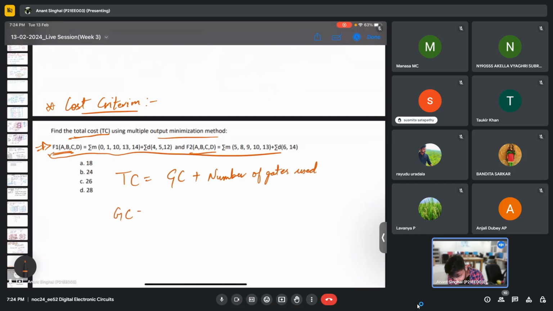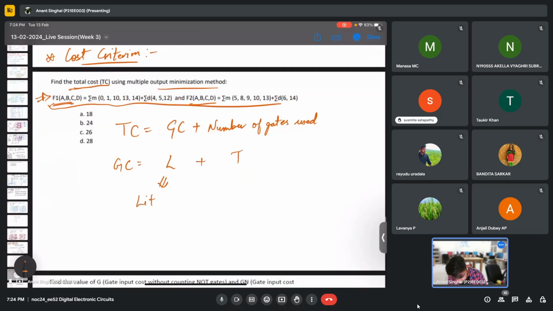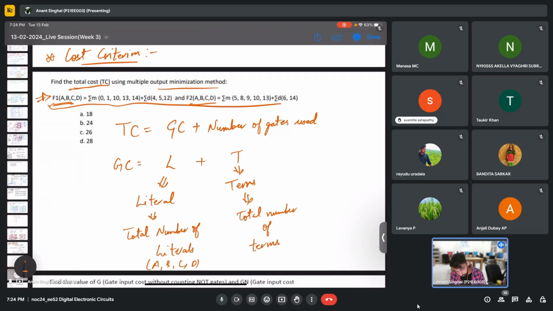And this gate cost is now equal to the literal and the terms cost. So literal means total number of literals, and literals are nothing but this A, B, C, D. These are all called literals, and these are the total number of terms. So first we'll calculate this gate cost, and we'll see how many gates are required after that, and using that we'll calculate the total cost.